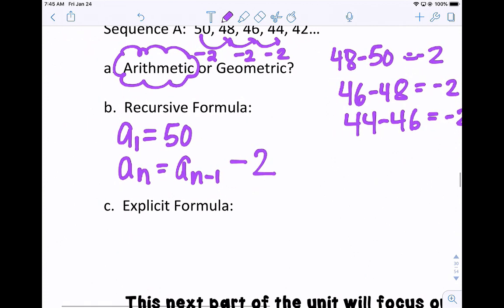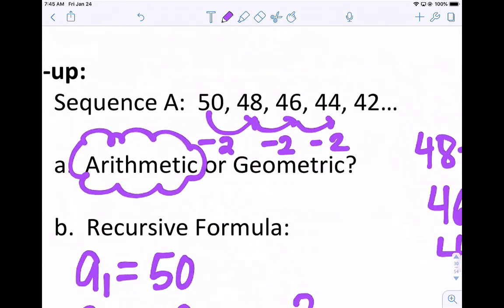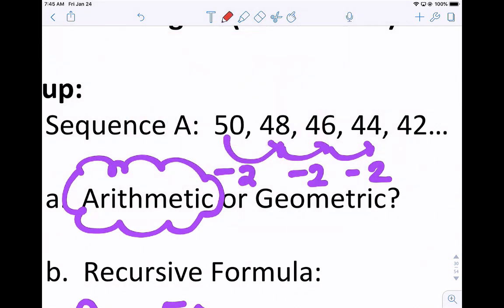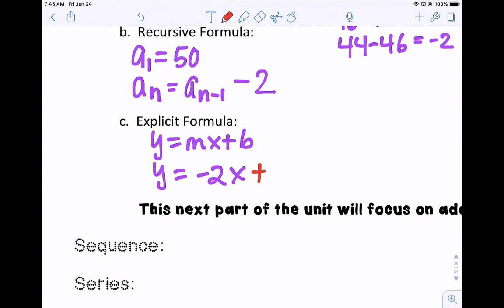The explicit formula, if it's arithmetic, it's linear, so y equals mx plus b. In this case, our slope is negative 2, and our y-intercept would be if there was a term 0. So we're going to go backwards. Instead of subtracting 2, we'll add 2. So the 0 term would be not 50, but 52. So our y-intercept would be 52. So there's an explicit formula which we can use to figure out any term by plugging in for x, the term number.